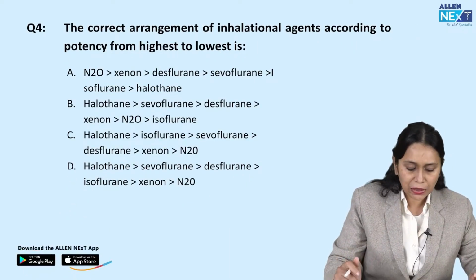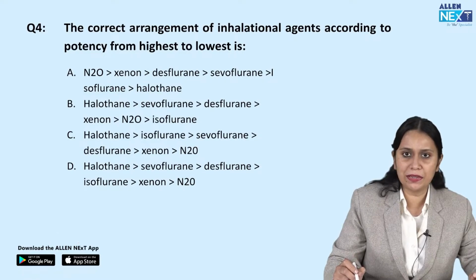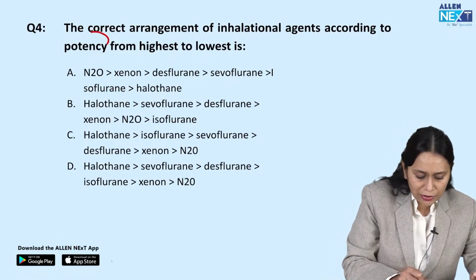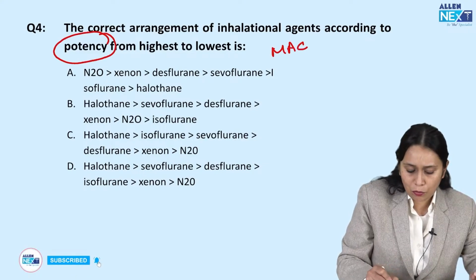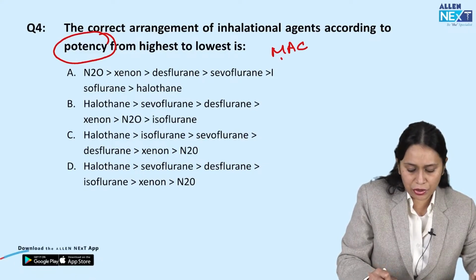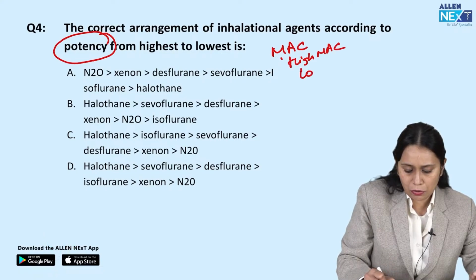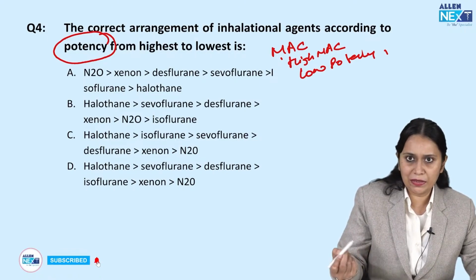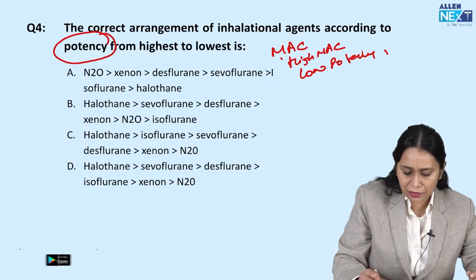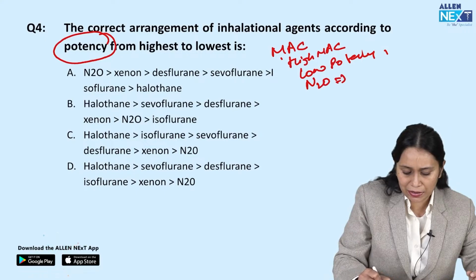Fourth question, the correct arrangement of inhalation agents according to potency, highest to lowest. So what tells us about the potency? The MAC tells us about the potency. We know MAC is minimum alveolar concentration. High MAC, less potency. High MAC, low potency, right? Okay. Low MAC, high potency, and vice versa. The highest MAC we have is nitrous oxide. Nitrous oxide MAC is 104.